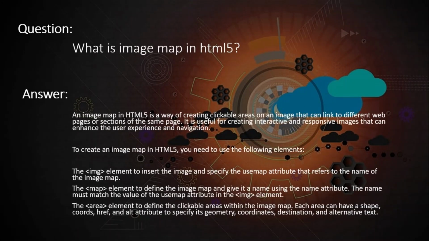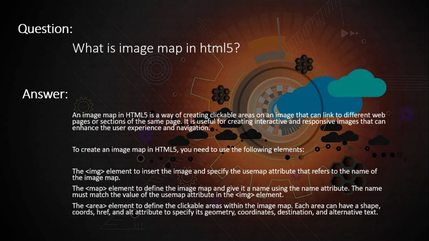What is image map in HTML5? An image map in HTML5 is a way of creating clickable areas on an image that can link to different web pages or sections of the same page. It is useful for creating interactive and responsive images that can enhance the user experience and navigation.